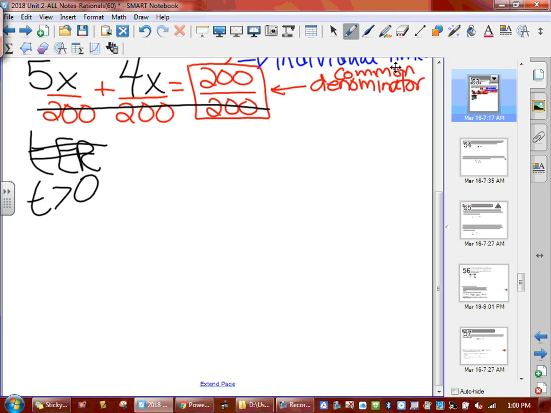We're going to collect like terms on top. We're going to get 9x equals 200, and we literally divide by 9.